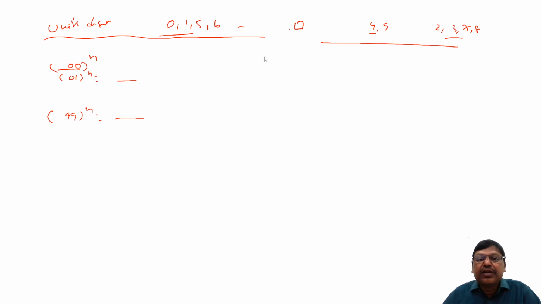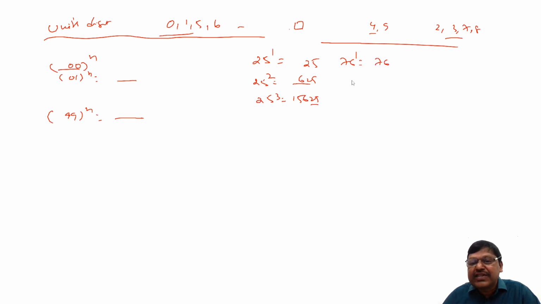For example, a number like 25 always ends with the same last two digits. 25 power 1 is 25, 25 square is 625, 25 cube is 15,625. It always ends with the same last two digits. Similarly 76. 76 power 1 is 76, 76 square is 5776, 76 cube again ends with 76. Of course, 0 power anything ends with 0, and 1 power anything ends with 01.